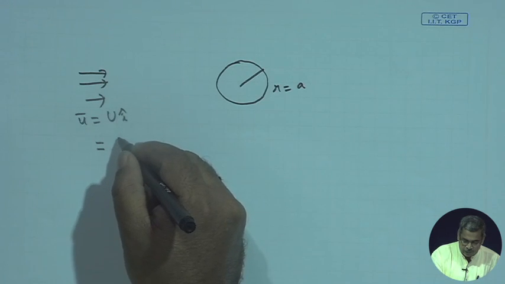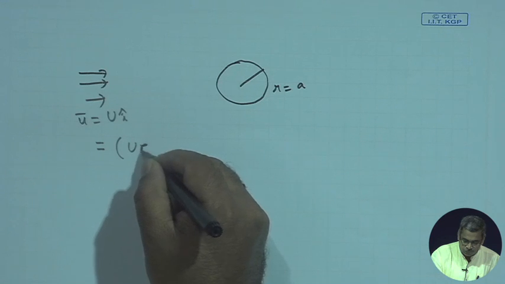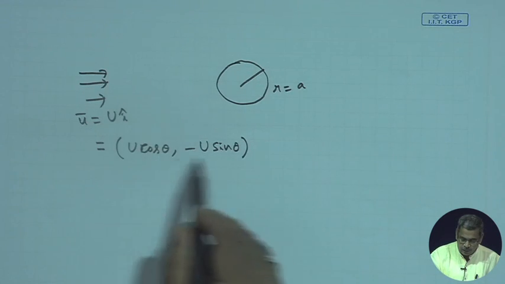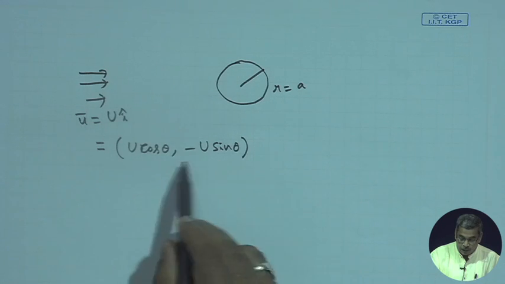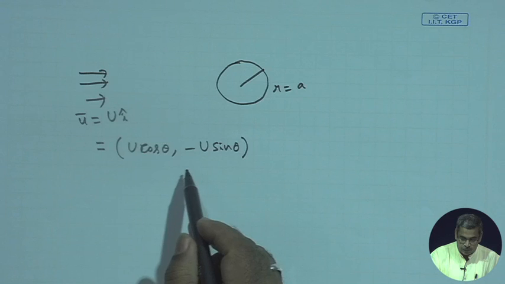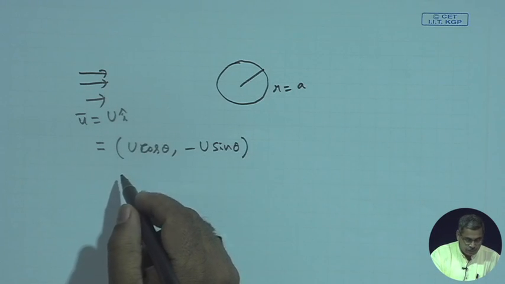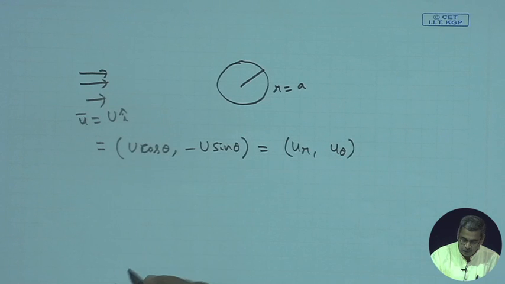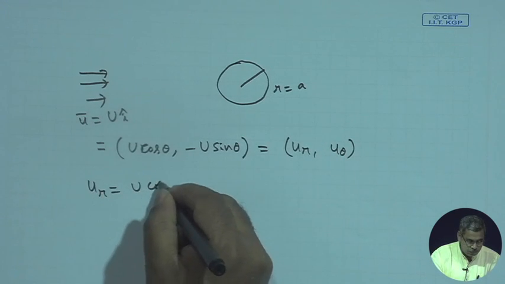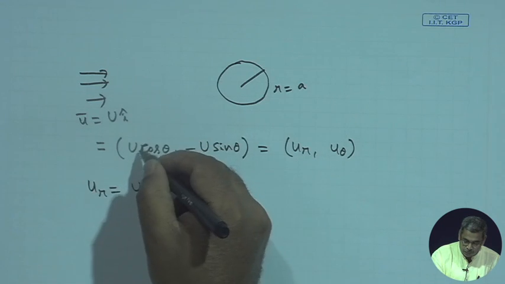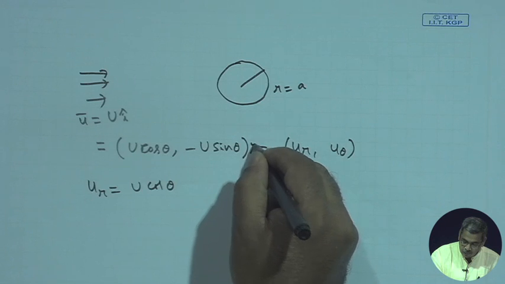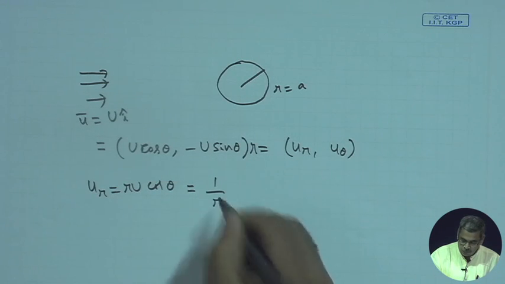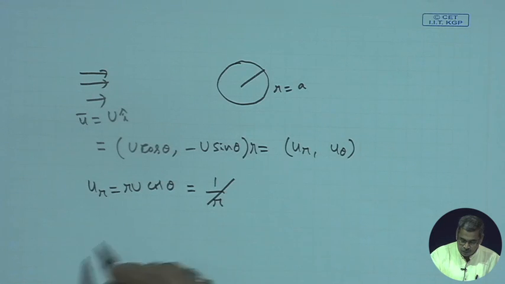This you can decompose as u cos theta minus u sin theta. So how are we getting this? The velocity has been decomposed in terms of r and theta. Correspondingly we get this. Now from this we have the stream function velocity relation. So this is u r comma u theta. From here, u r is u cos theta. So this decomposition we do, and there should be an r there.